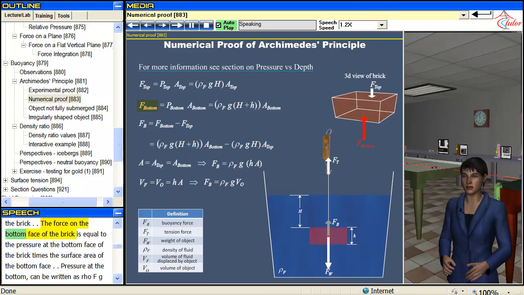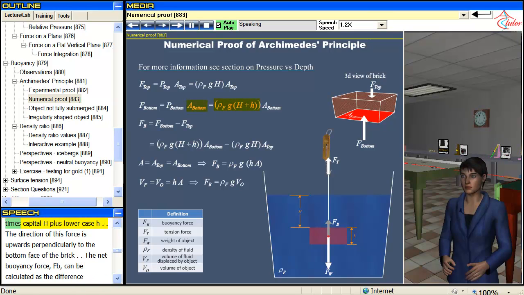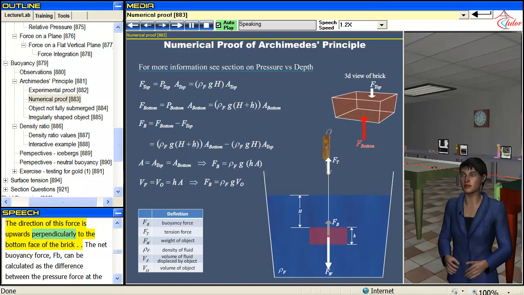The force on the bottom face of the brick is equal to the pressure at the bottom face of the brick times the surface area of the bottom face. Pressure at the bottom can be written as rho g times capital H plus lowercase h. The direction of this force is upwards perpendicularly to the bottom face of the brick.